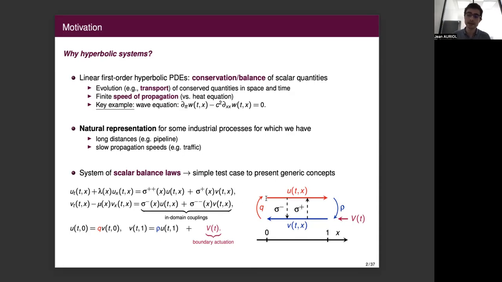Then you have the V state, the blue one, which is counter-propagating with a speed mu. These two states are coupled in the domain with the coefficient sigma, but also coupled at the boundary with q and rho. And finally, we will consider boundary actuation, so we will assume that one boundary of the system is actuated. This system may be unstable due to the in-domain coupling terms or the boundary couplings. If you have a nonlinear system, as is the case for traffic networks, when you linearize it around a given steady state, you get this kind of equation. The same holds for the Saint-Venant equations, for instance.